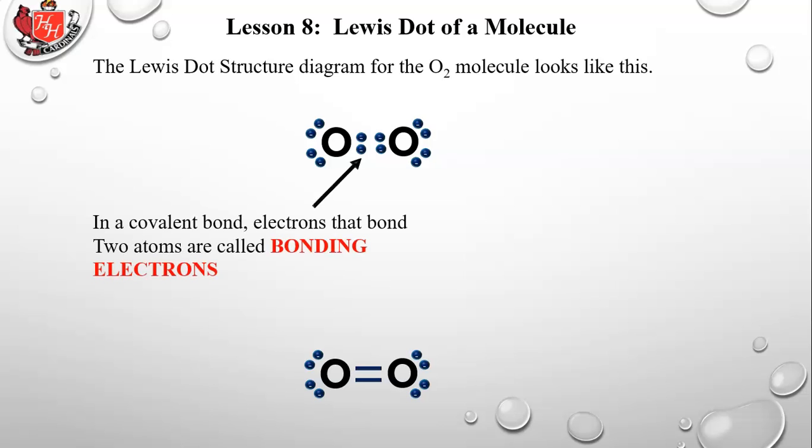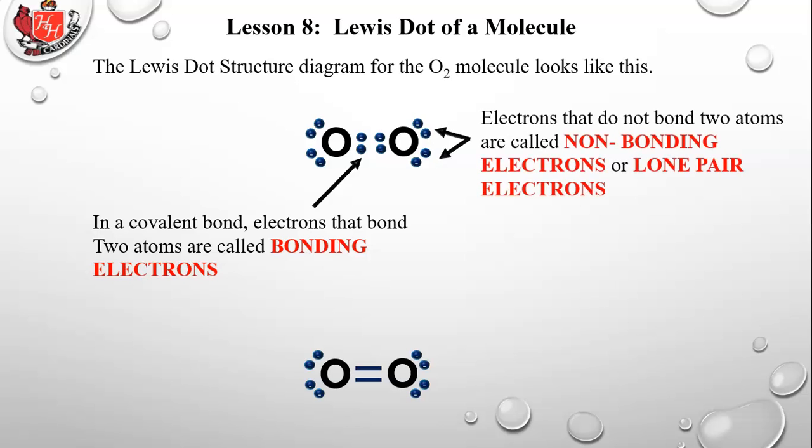The Lewis dot structure diagram for the O2 molecule looks like this. In a covalent bond, electrons that bond 2 atoms are called bonding electrons. The electrons that do not bond 2 atoms are called non-bonding electrons or lone pair electrons. So that's some vocabulary that you should commit to memory because we're going to use those terms quite a bit.